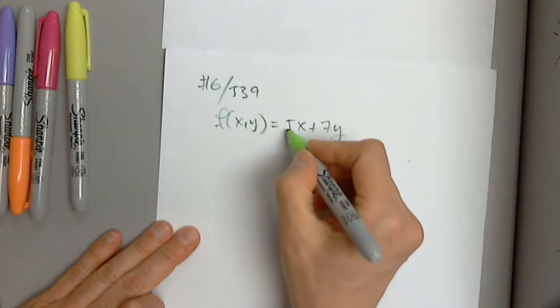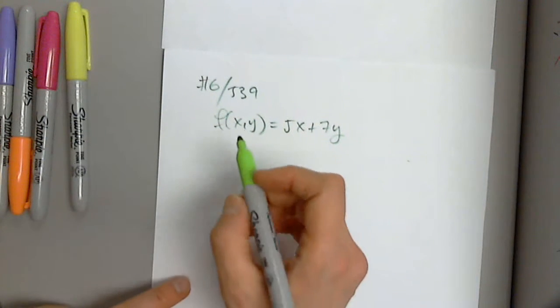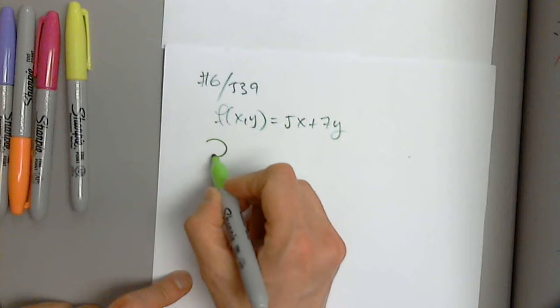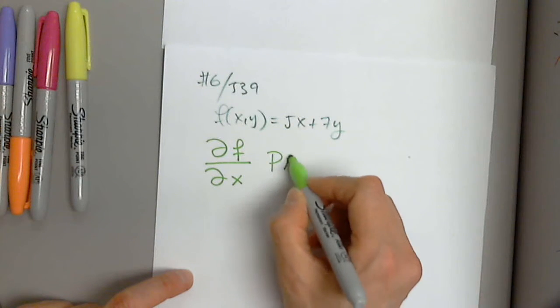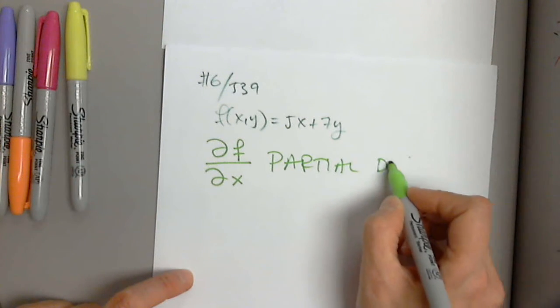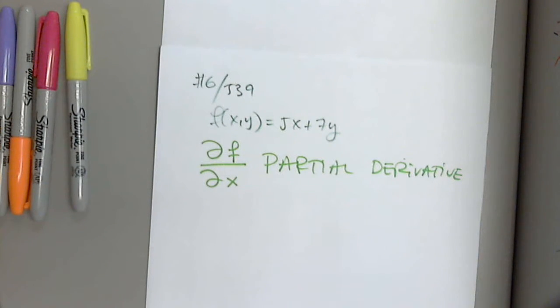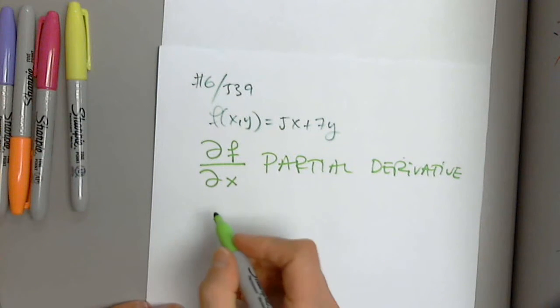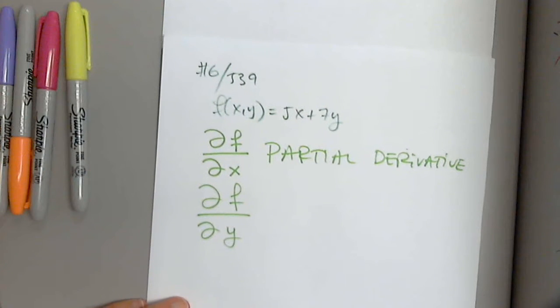Two. We cannot differentiate with respect to x and y at the same time. Since the function has two variables, we will have to use this notation. Careful. This is called a partial derivative. We are differentiating the function with respect to x, and we are assuming that y is constant. Also, we can differentiate the function with respect to y when we assume that x is a constant.